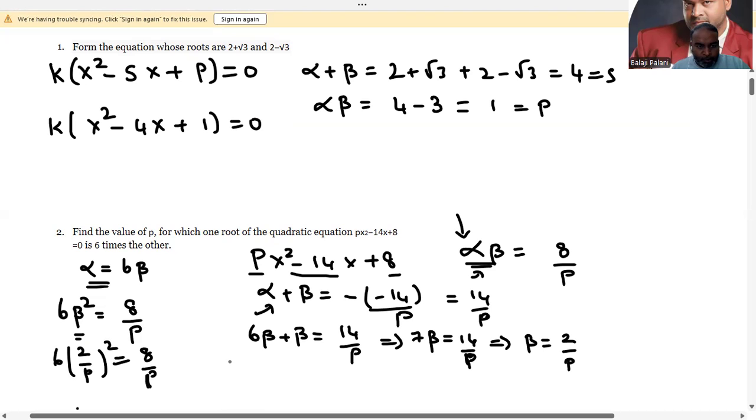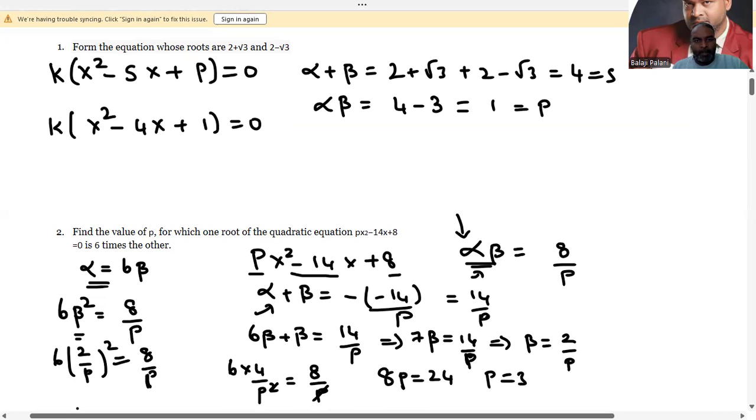That is the question. So, 6 into 4 by p square is equal to 8 by p. Only one p cancels out. And 24 here, 8 here. 8p is equal to 24. p is 3. That's it. So, this is your second question.